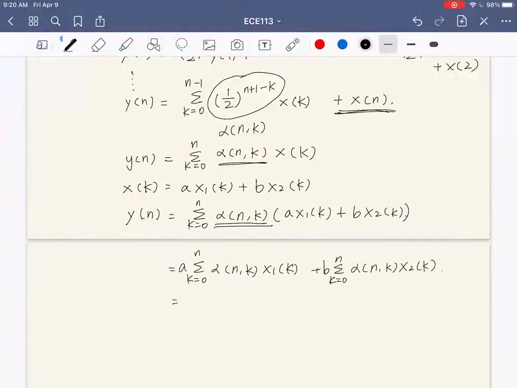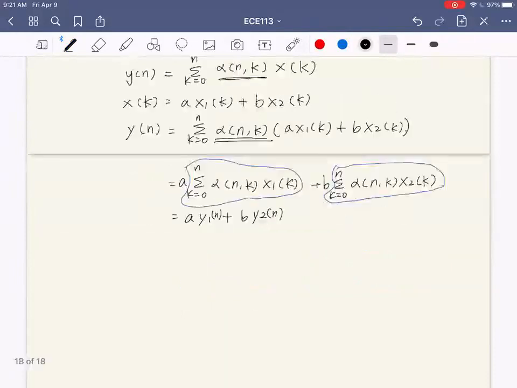All right. So we can see that this is the expression of y, right? So we get a times y1 plus b times y2. So the answer is yes, it is linear. This is how we determine the linearity based on the difference equation.